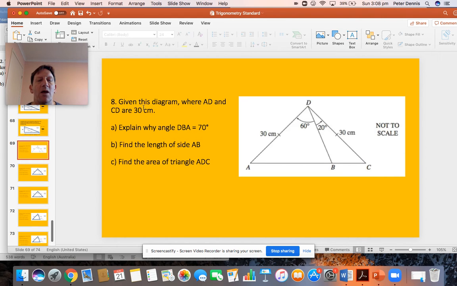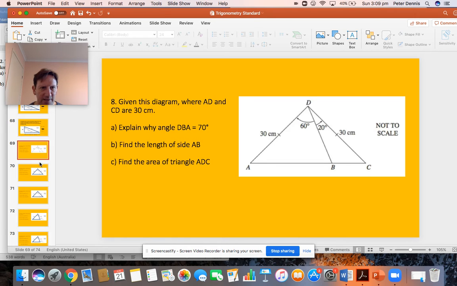Okay. Given the diagram where AD and CD are 30 centimeters, explain why angle DBA equals 70 degrees. Now, again, this is two triangles, or there's three triangles possibly here we could be considering. We could be considering the large triangle, this little triangle here, or the smallest triangle. They like having two or three triangles in a diagram.